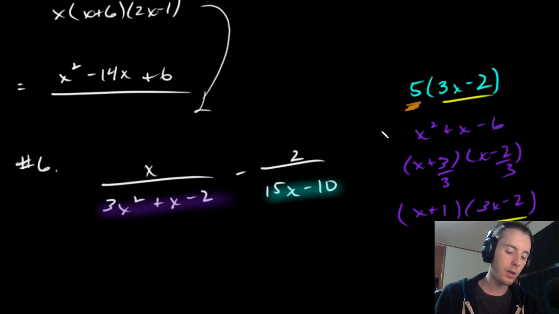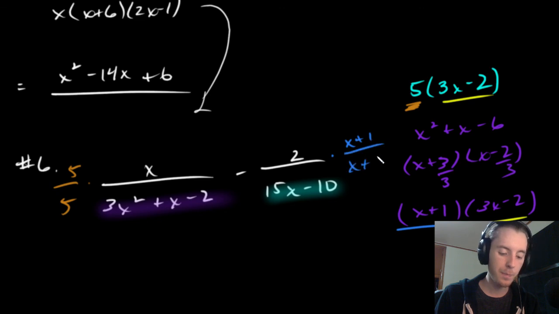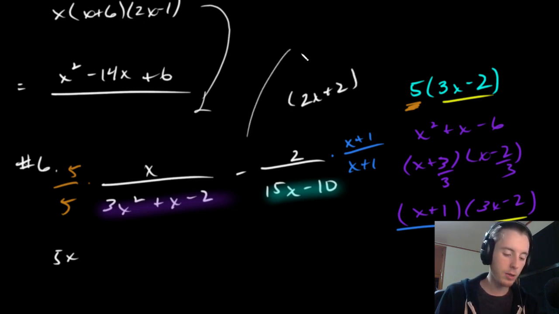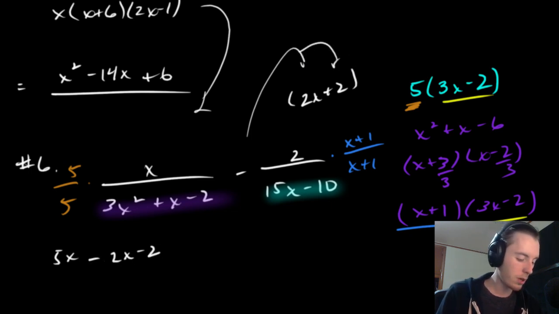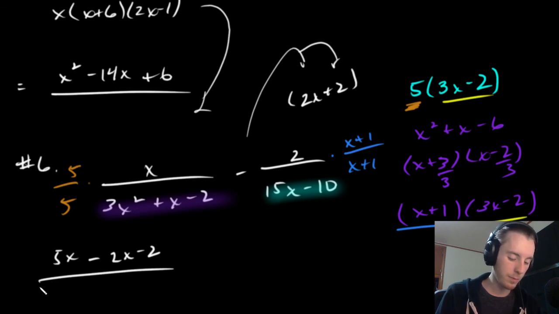So the right piece has a 5. The left piece needs a 5. The right piece has an x plus 1. The left piece needs it. Okay, so now we distribute. When you distribute, you'll get 2x plus 2. And then you'll distribute that negative into that. You get minus 2x minus 2 over the same 5, and then x plus 1, and then 3x minus 2.